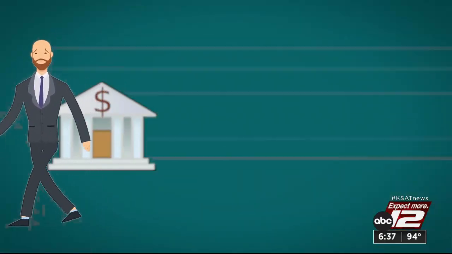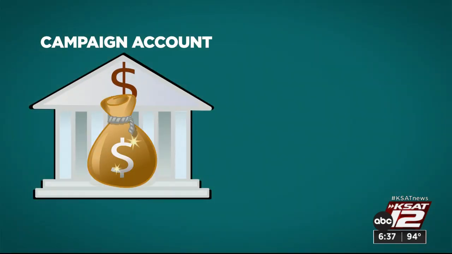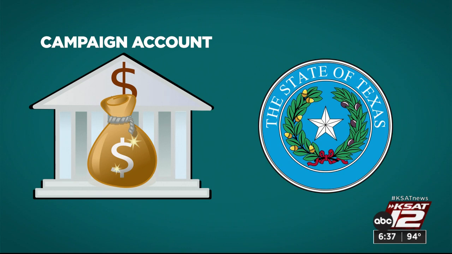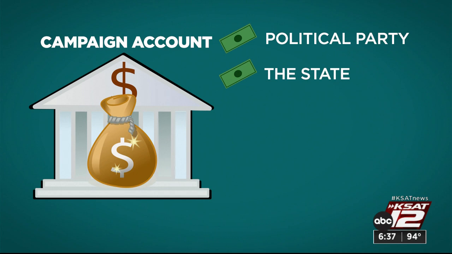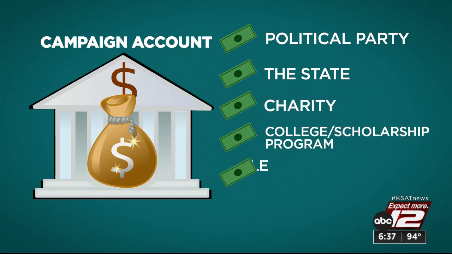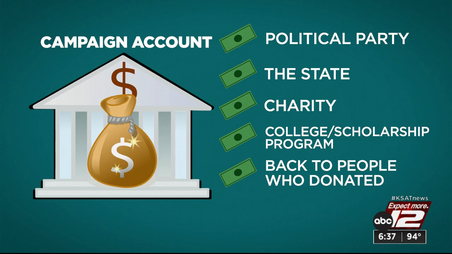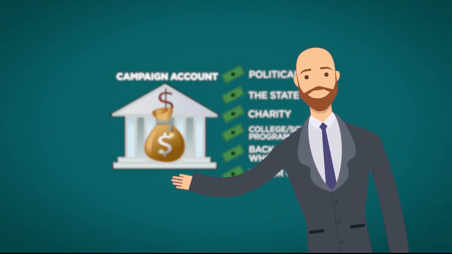If a candidate or elected official decides to end their political career and they still have money in their campaign account, Texas spells out how they can get rid of it. They can give it to their political party, the state, a charity, a college for a scholarship program, back to the people who donated, or to a PAC or a candidate. And that candidate can be themselves for another office.